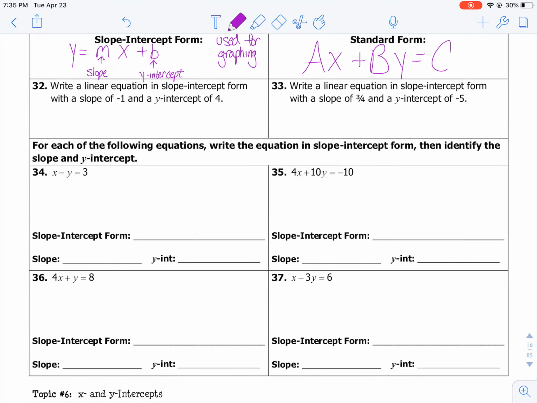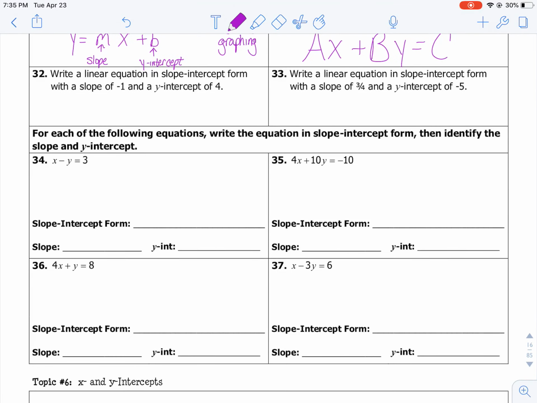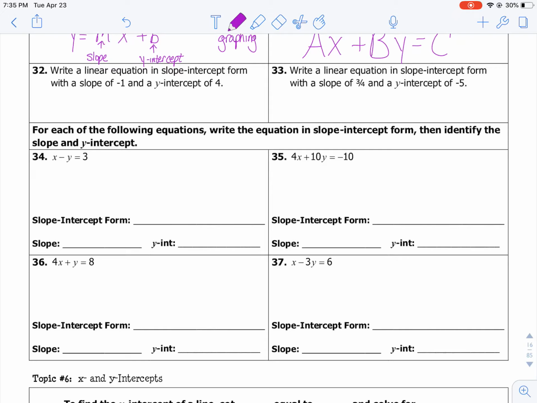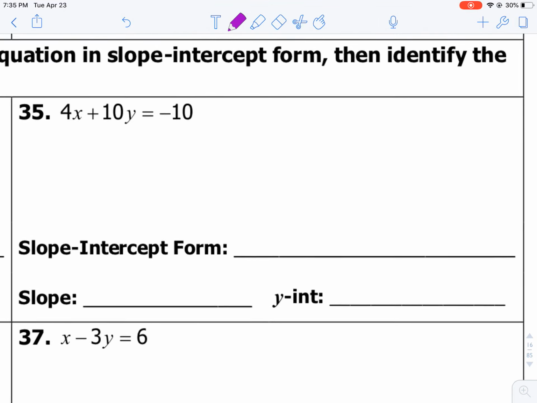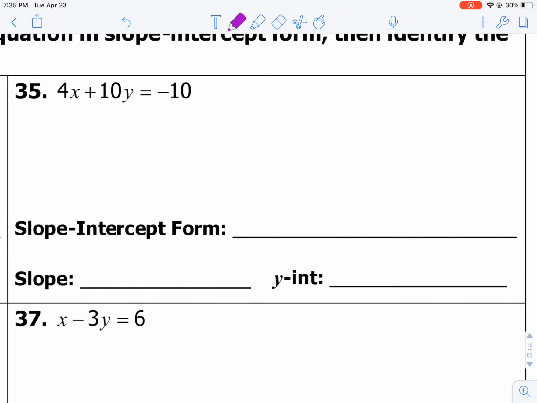So let's hop in. I'm going to skip over 34. And let's do 35. This will give us the most work. So my goal is to get that equation down to y equals. So I need to subtract 4x from both sides. So I'm left with 10y equals negative 4x minus 10. Notice we do not combine those and make it negative 14 because only one of those has an x.